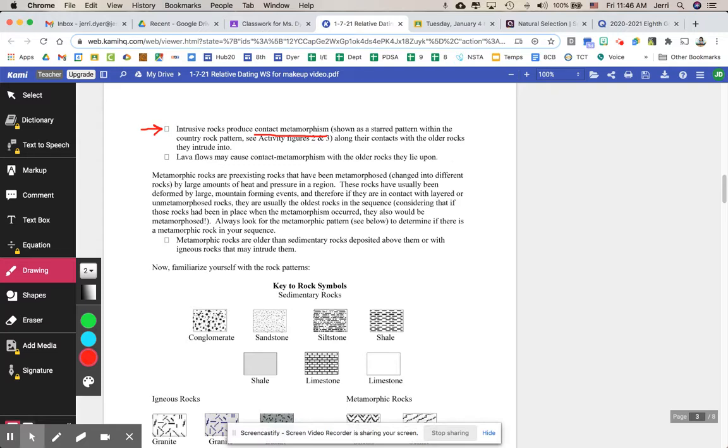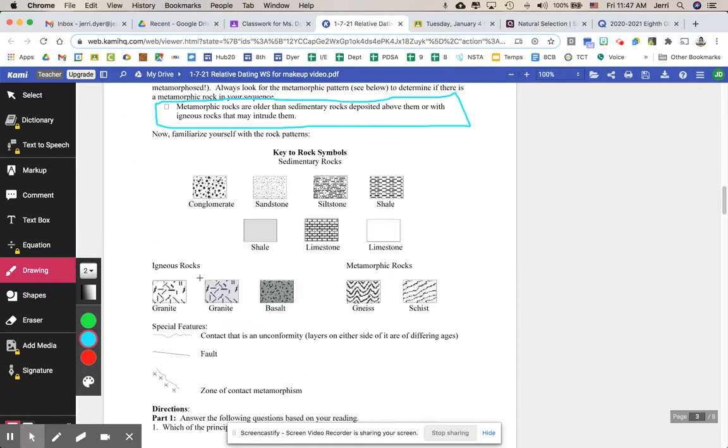All right, moving on. Metamorphic rock is our next part, and so you'll take a look through here. They are pre-existing rocks that have been changed by a lot of heat and pressure in the region. So that's what metamorphism is. Okay, they are always older than the sedimentary rocks deposited above them, or they're older than the igneous rocks that may intrude them. All right, so that's the big idea on the metamorphic rocks.